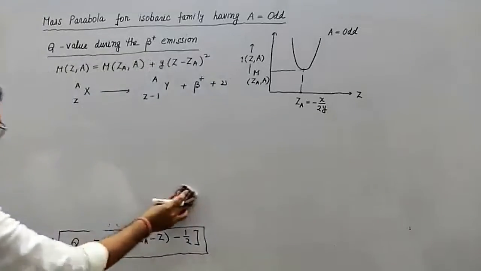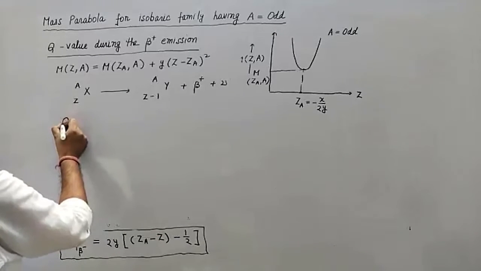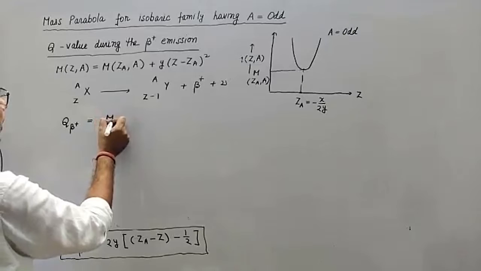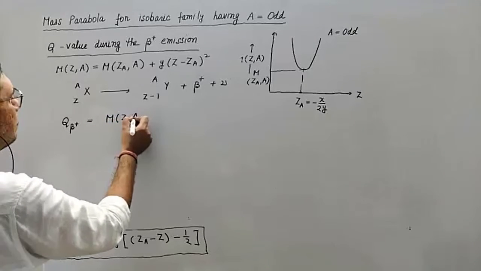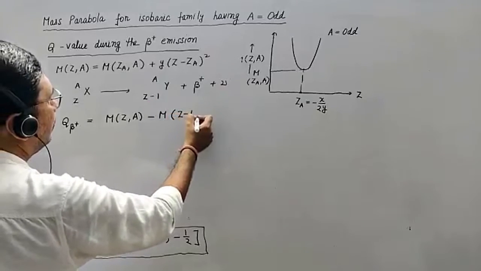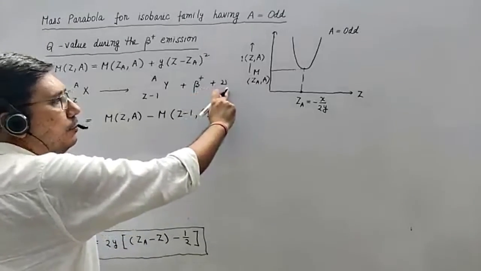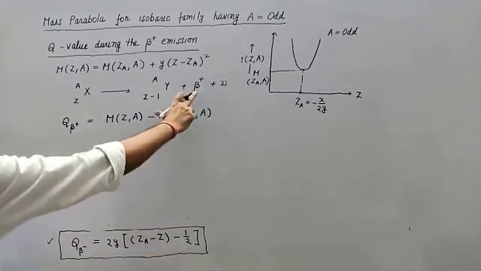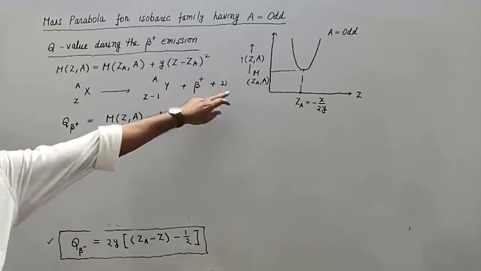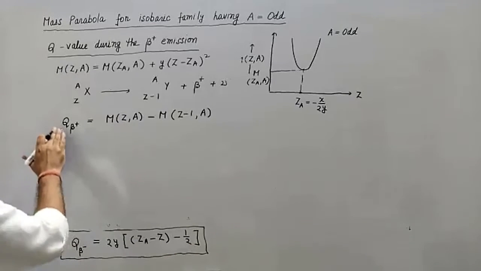Now we will find out the Q value of this beta plus emission. So what will be the Q value for this beta plus emission? This will be equal to the mass of parent nuclei Z, A minus the mass of daughter nuclei Z minus 1, A, and here we will have two terms with minus sign, the mass of beta plus and the mass of neutrino. But the mass of the electron, this positron, and the mass of the neutrino are negligible as compared to these terms, so we are neglecting the masses of beta plus and neutrino. So this will be the formula for Q beta plus.